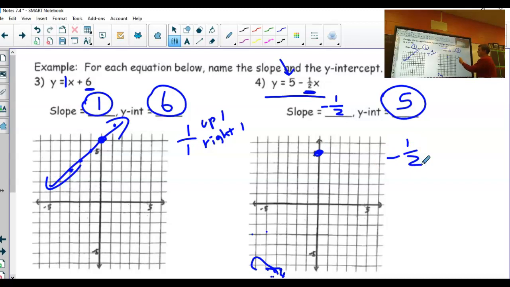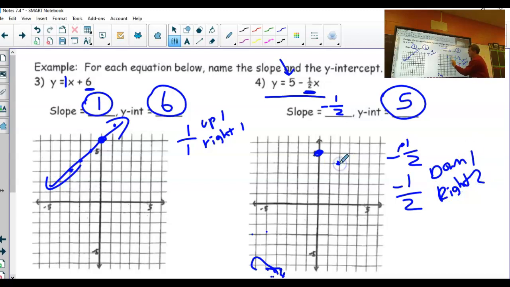All right, you guys, I always put the negative on top. So I consider this to be negative 1 over 2. Technically, you could put the negative on the top or the bottom. I just think it works better if you always have the negative sign go on the top. And a slope of negative 1/2 is telling me go down 1, go right 2. So I'm going to go down 1, right 2, down 1, right 2, down 1, right 2. And there's my graph.